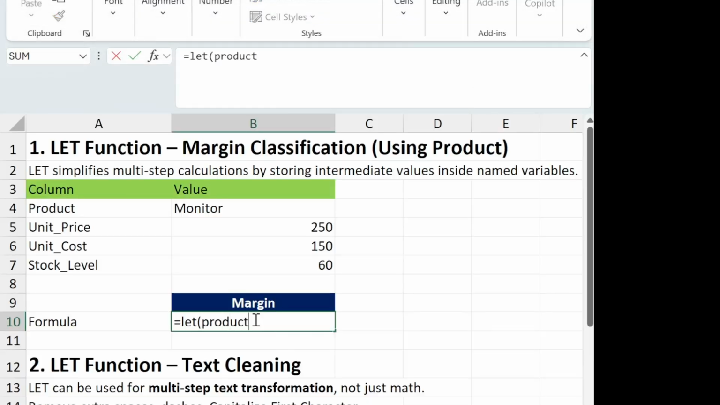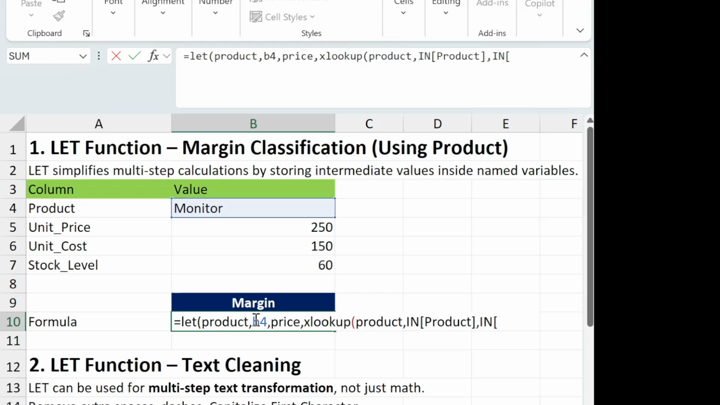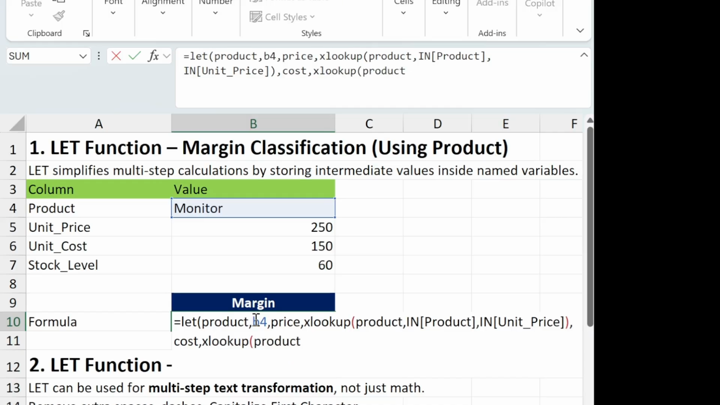In cell B4, we have the product name Monitor. In cell B5, we retrieve the unit price. In cell B6, we retrieve the unit cost. In cell B7, we retrieve the stock level. The LET formula is placed in cell B10. The formula stores the product name, retrieves price, cost, and stock level, and calculates the margin using the formula price minus cost divided by price.